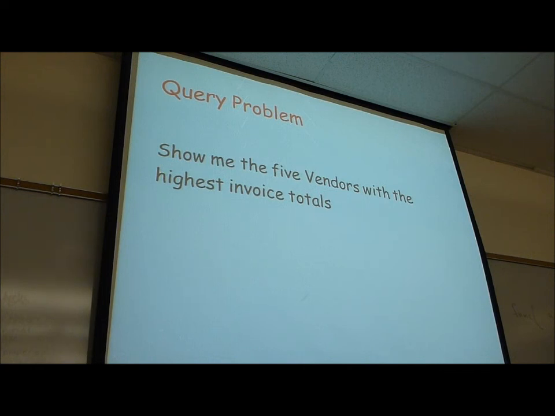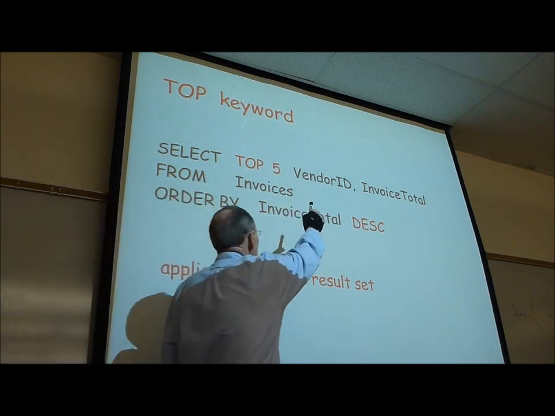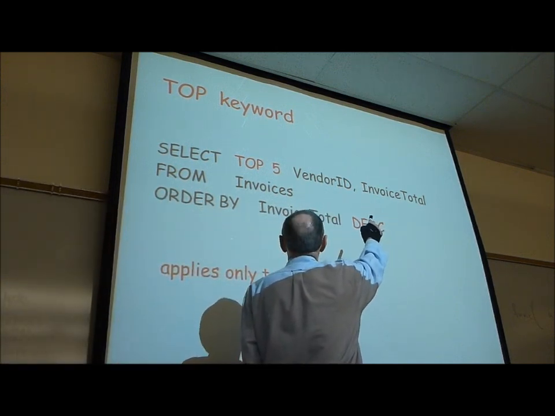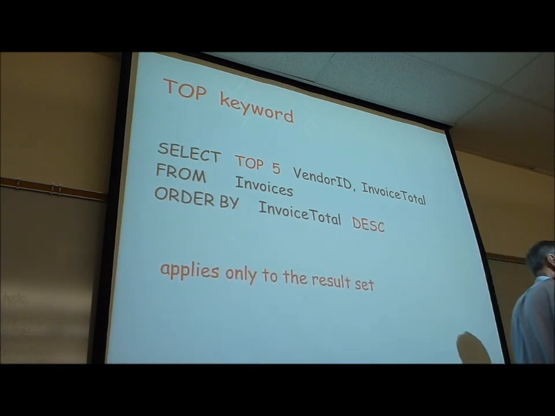Now, show me the 5 vendors with the highest invoices. We'll use the top 5. We want the vendor ID, the invoice total, and we'll sort by the invoice total in descending order.